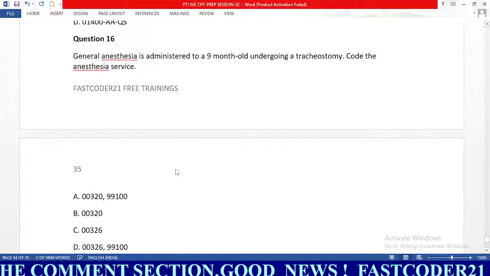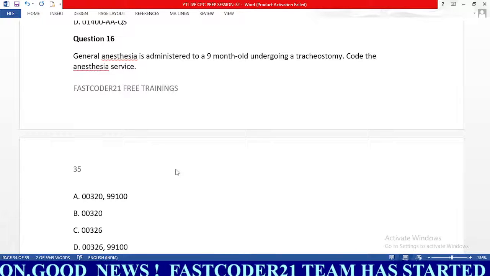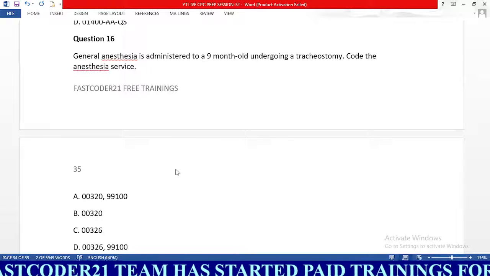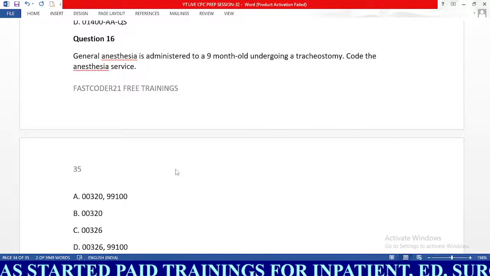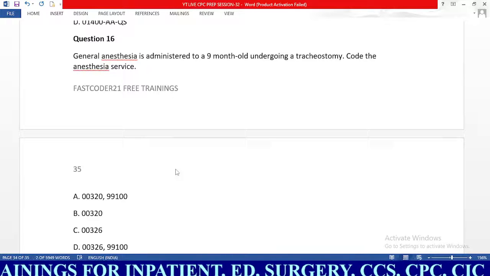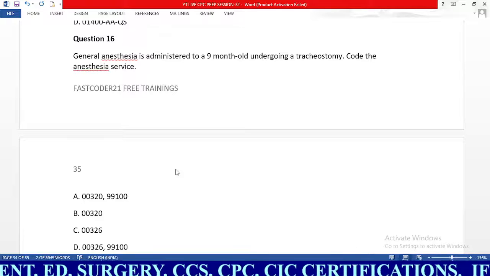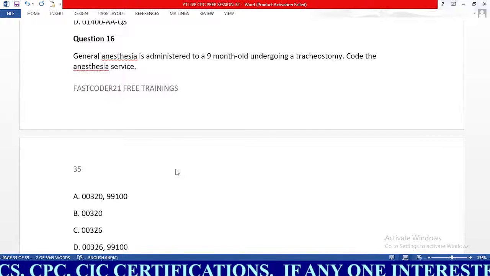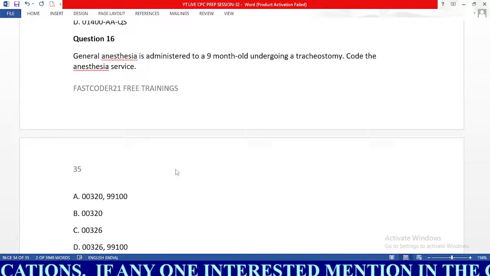Last question of the day, the 16th one. I think this is a question we have done previously. Just find the keyword and find the answer. And you need to remember that while doing anesthesia coding, you need to remember the patient's age also.